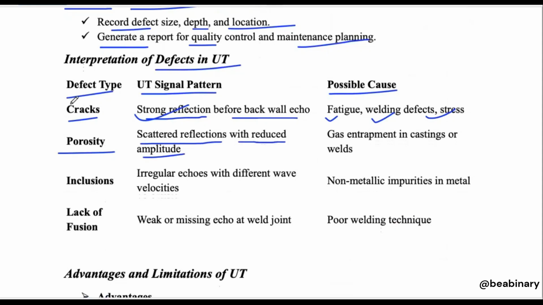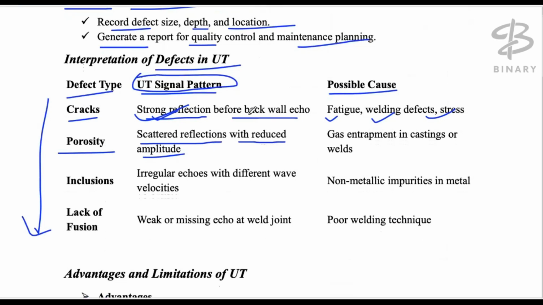So, these are the types of defect, and for a specific defect, what kind of UT signal pattern we would be recording on the screen. If there are strong reflections before the back wall echoes, then it is a kind of crack. If we talk about scattered reflections with a reduced amplitude, it's a kind of porosity.